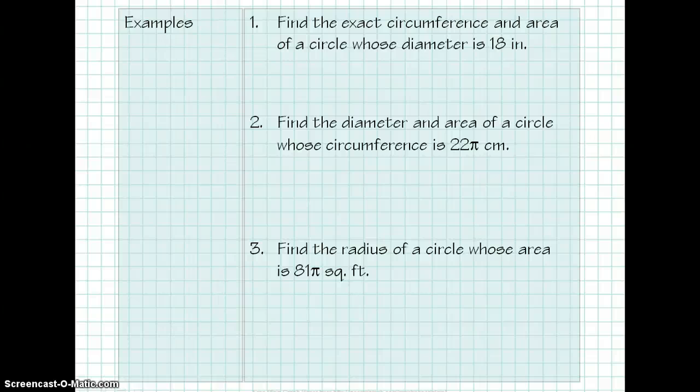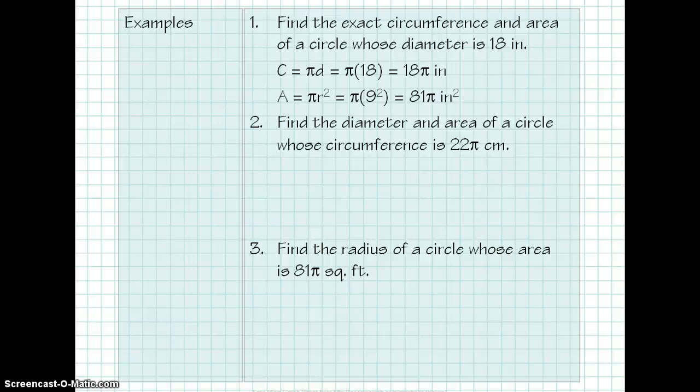So if I want to find the exact circumference and area of a circle whose diameter is 18 inches, the circumference is super easy. If you've got the diameter, the circumference is diameter times pi. So if my diameter is 18, the circumference is 18 pi inches. Now for area, we have to have the radius. So I'm going to take my diameter, cut it in half, which is 9. 9 squared is 81, so my area is 81 pi.